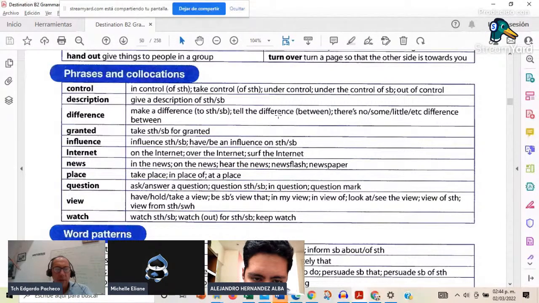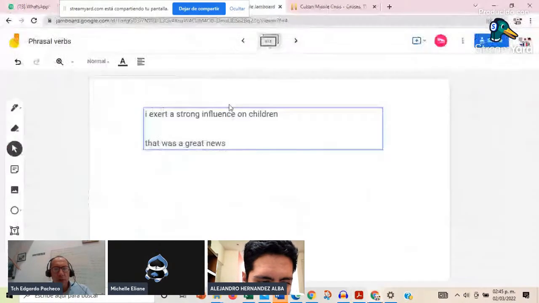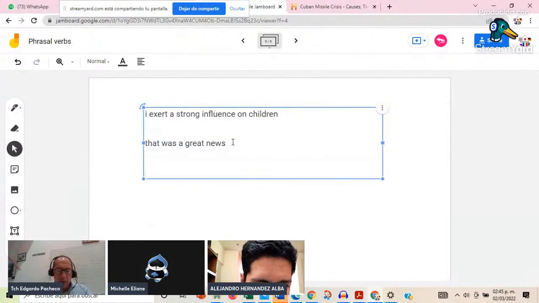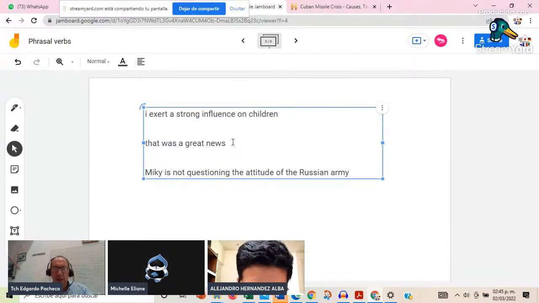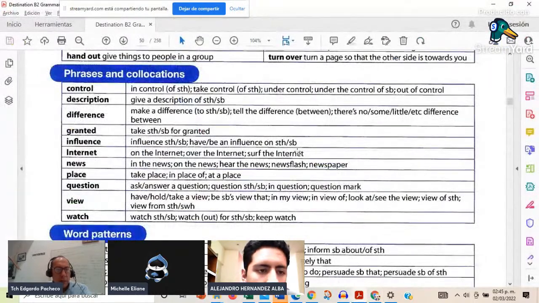Take place. Question. Who reads question? Me, teacher. Okay, please. Question, ask, answer a question. Question something or somebody. In question, question mark. You can question something. You can question the attitude of the Russians, for example, right? Mickey is questioning the attitude of the Russian army. Why are they doing that, right? Is it questioning, or is it not questioning? You can say is or is not. The next one, please.